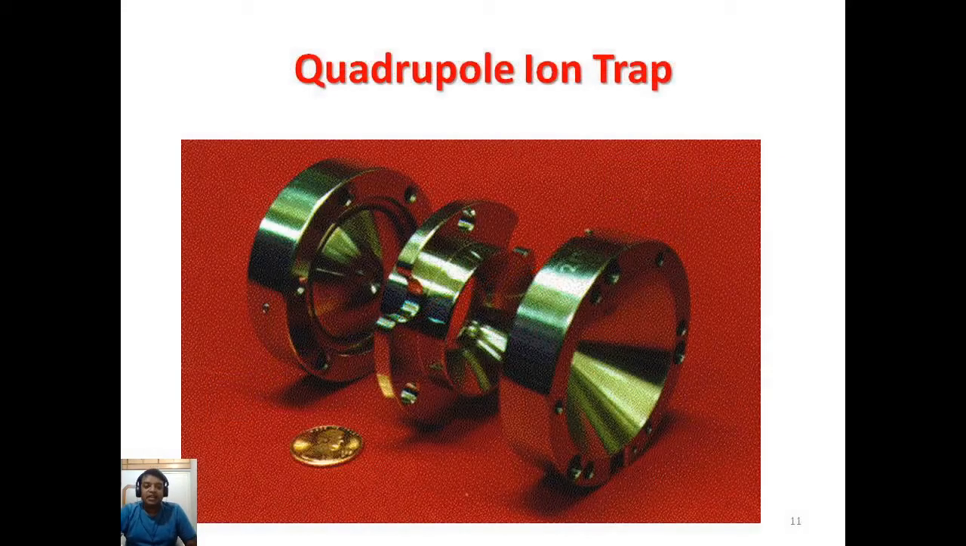This is an actual figure of a quadrupole ion trap. The ion trap is a trap in which the molecules enter. Here, an AC/DC voltage is applied, and this voltage traps the unwanted molecules, and only the cations pass from the end of the trap.